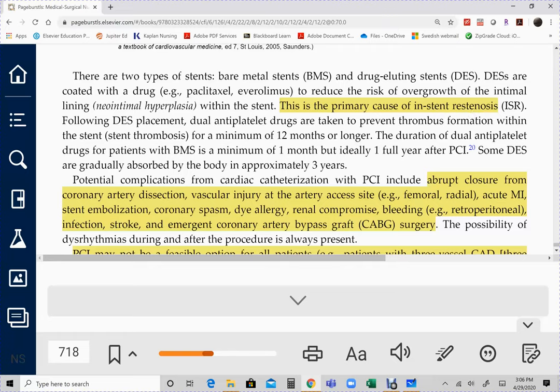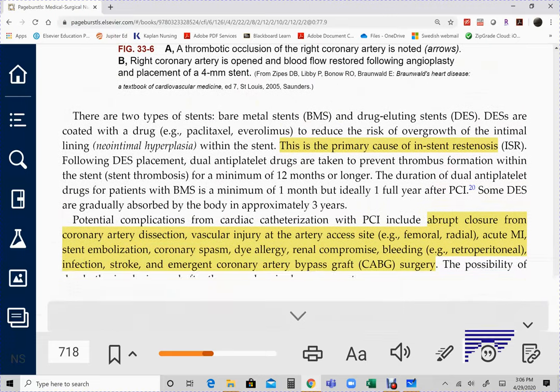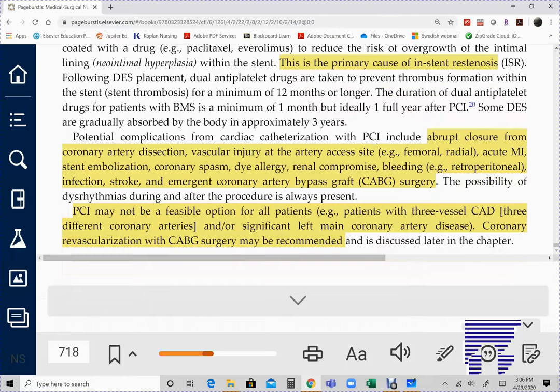Okay, so therefore, after DES, the patient must be put on dual antiplatelets. Okay, we don't want any clots forming on that stent. So that will be done usually for about 12 months, okay, for a full year. So that's PCI. If the patient has, let's say, three vessel disease, we can't do the stenting, then the patient will have bypass surgery. These are the complications that could happen with cardiac catheterization, usually bleeding. Okay? And if they can't do the stenting, then the patient will have to have emergency bypass surgery.